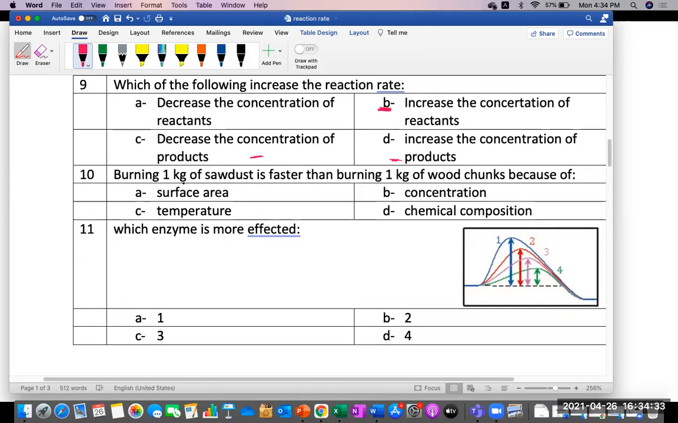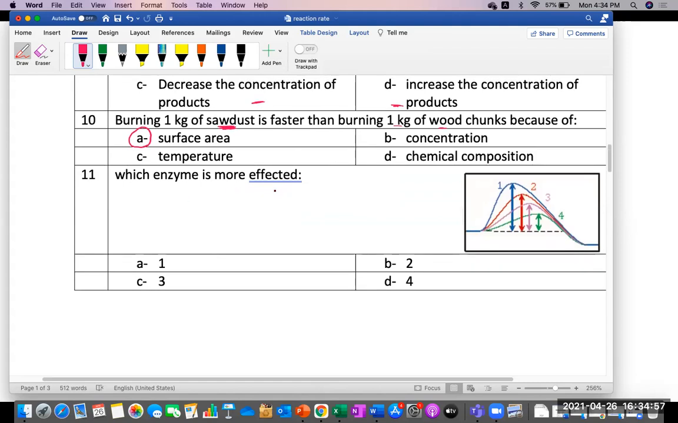Burning 1 kilogram of sawdust is faster than burning 1 kilogram of wood. Why? This is because of the surface area. Sawdust will have a larger surface area than 1 piece of wood. So when the surface area is increased, the rate will be increased. So this one will be the surface area.